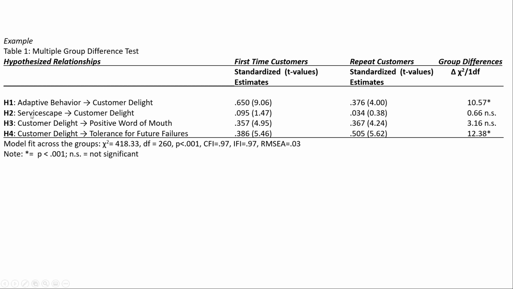Now the first thing I always want to put in is the hypothesis number. The reader may have read that 7 pages ago, so go back and be like, this is hypothesis 1. And what I like to do when you're talking about structural results is I'll put the constructs, and I don't put like adaptive behavior to delight. I actually put the symbol of the little arrow here. So it's very similar to my model, how I've drawn it out.